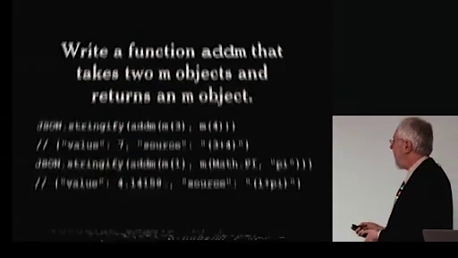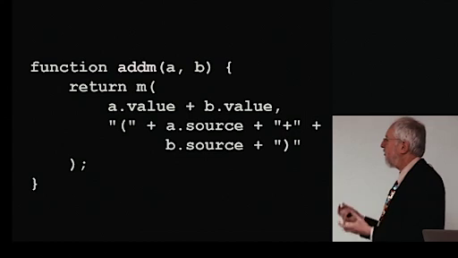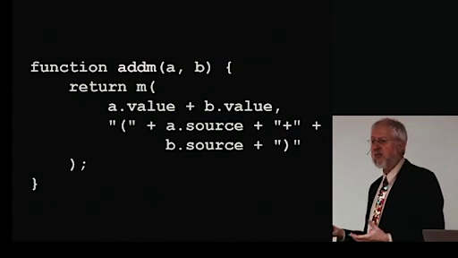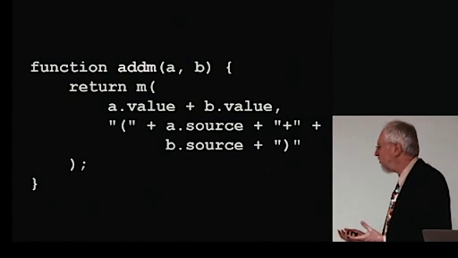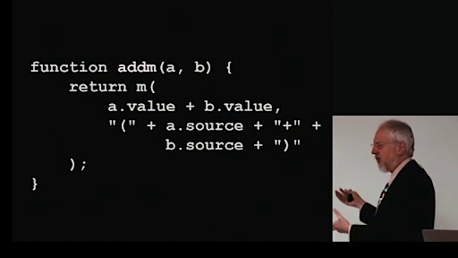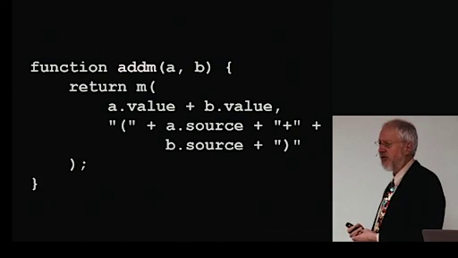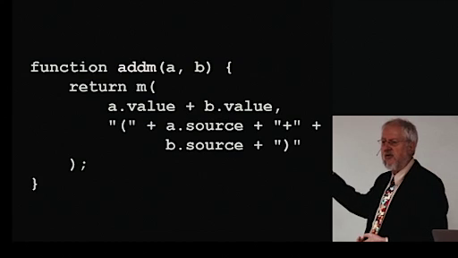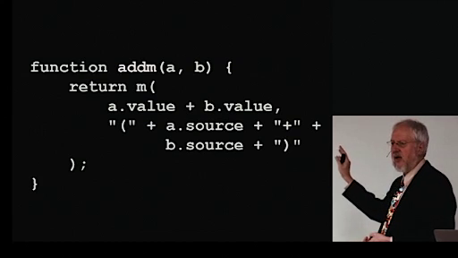Okay, so here is addM. addM takes two m objects. It returns a new m object where the value will be the sum of the two values and the source will be the concatenation of the sources. So who got something that works? Did anybody do it the hard way?